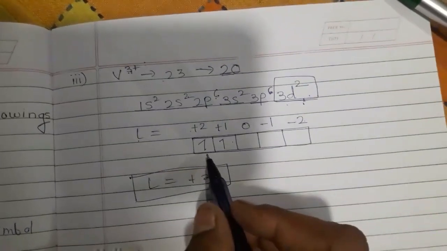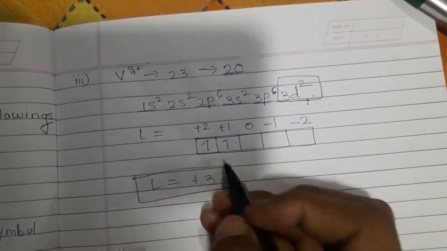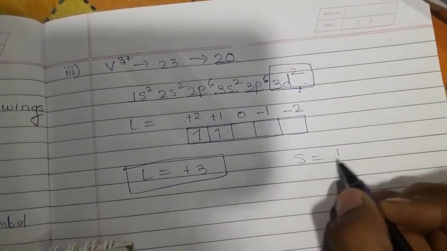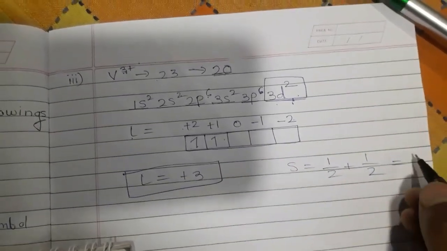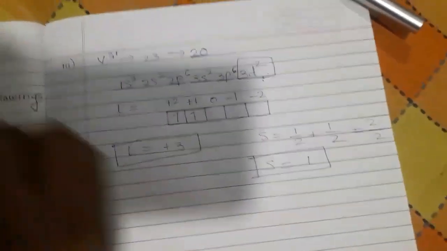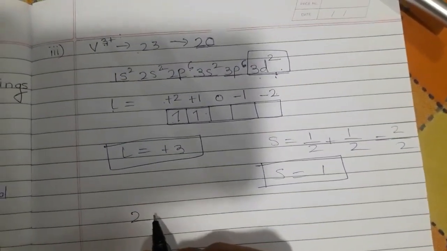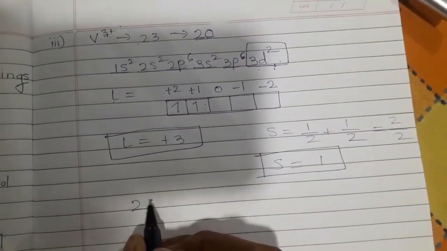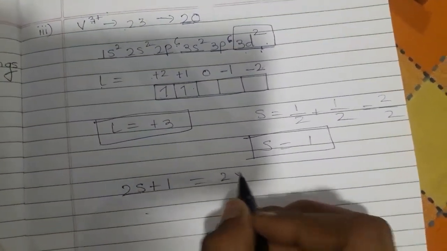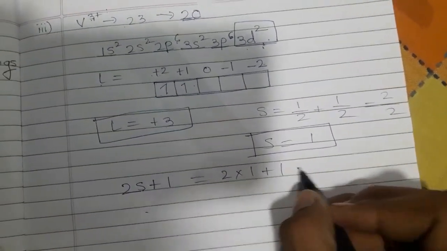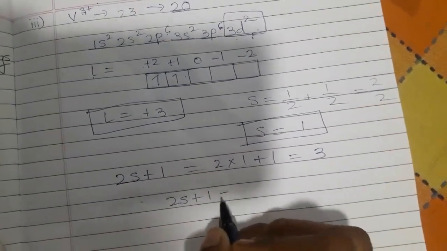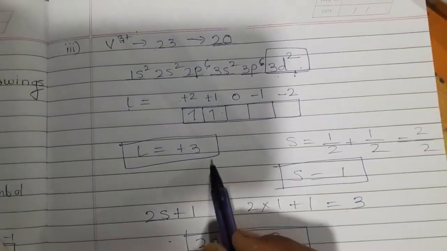Here you can see 2 orbitals are half filled, so for 2 half filled orbitals we get the value of S as half plus half, which is nothing but 2 by 2, which is 1. So here we have the value of S as 1. Let's find the spin multiplicity first. The formula of spin multiplicity is 2S plus 1. We put the value of S as 1, then we get 2 into 1 plus 1, which is 3. So here the spin multiplicity is 3 and the value of L is 3.